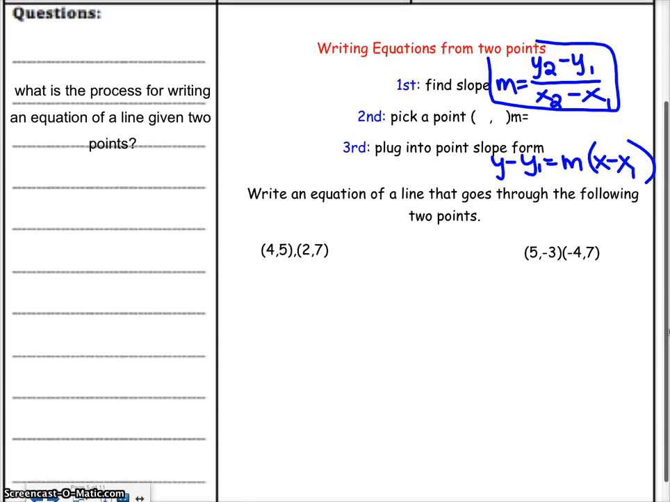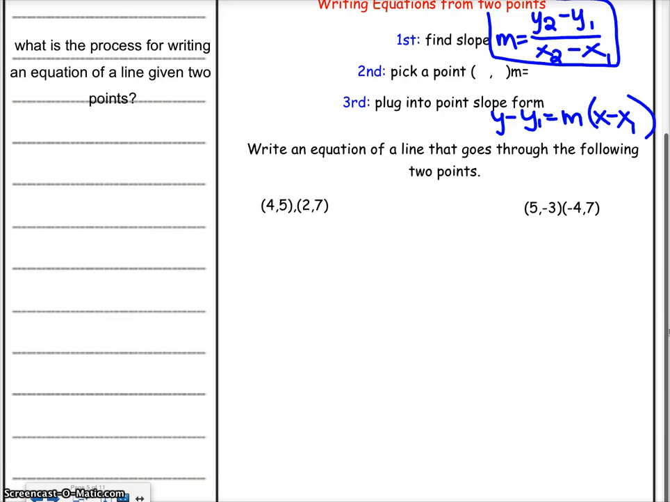Okay, here I go. First, find slope. M equals y minus y over x minus x. Now some of us do x minus x. Don't do it. If you get a little confused, just write xy, xy, just so you know what your y's are. So y minus y over x minus x. That's my slope.